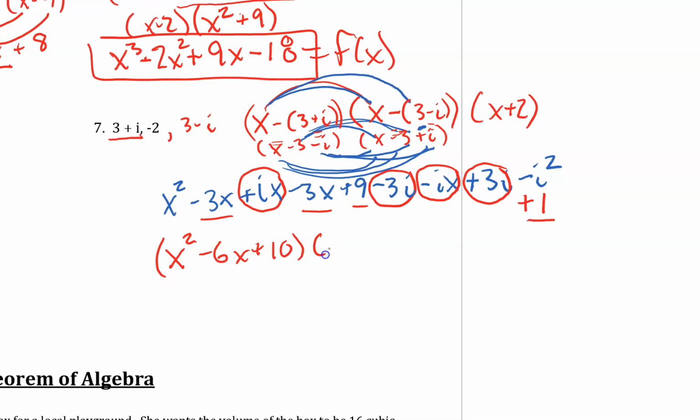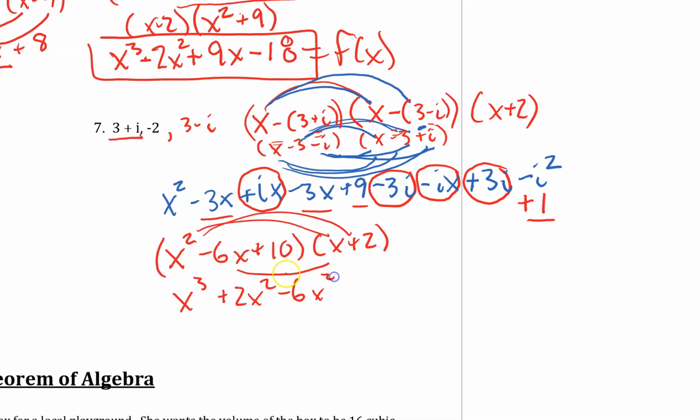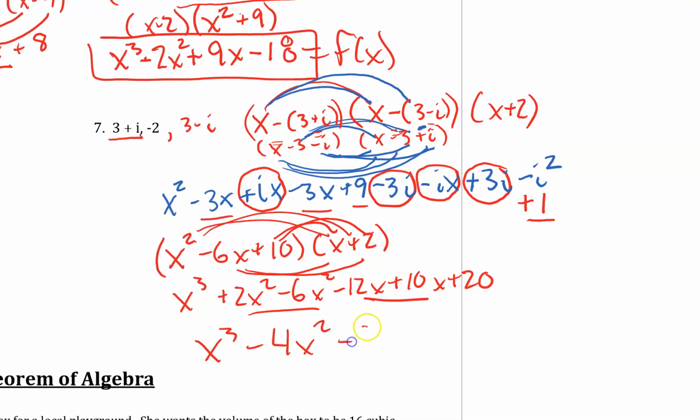And now we will multiply that times our binomial x plus 2. x squared times x, x cubed. x squared times 2 plus 2x squared. Negative 6x times x, minus 6x squared. Negative 6x times 2, negative 12x. Positive 10 times x plus 10x. Positive 10 times 2 plus 20. Combining like terms, I get x cubed minus 4x squared minus 2x plus 20, which is equal to my f of x.